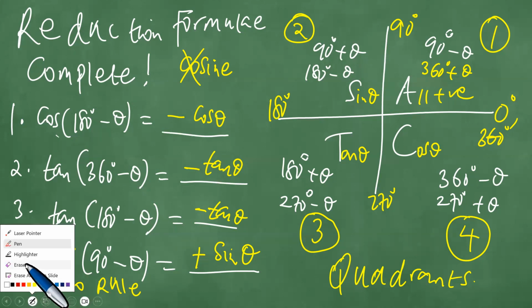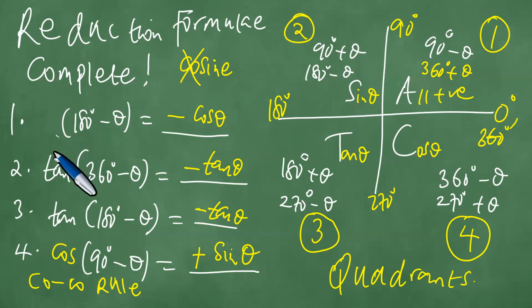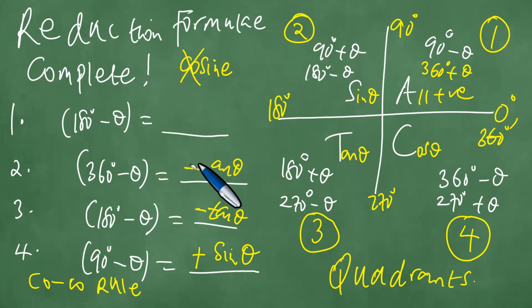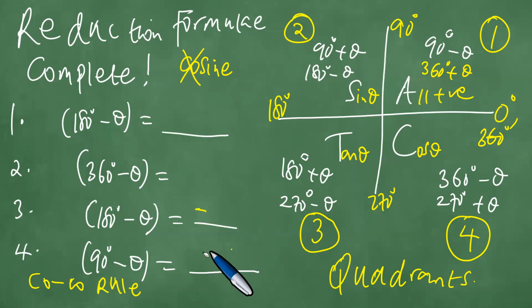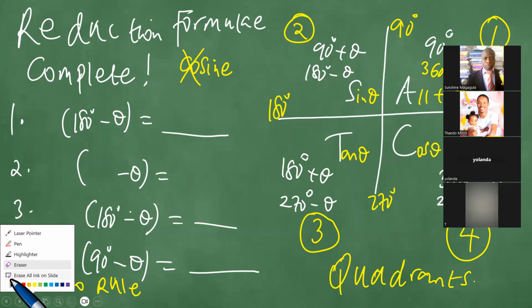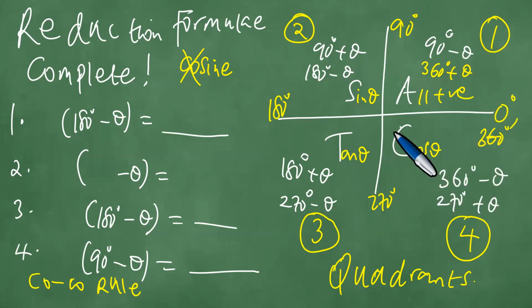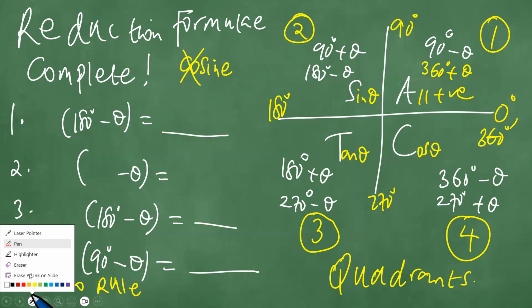This time around, I'm going to erase and clean up. Okay, so now at this point, we're going to have lots of 90s and 270s. Let's just put a 270 as well.